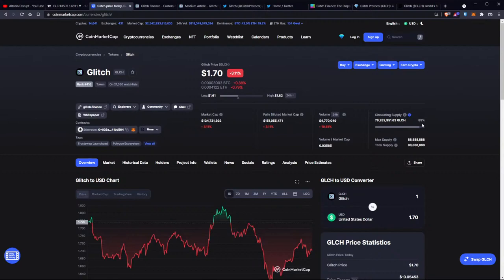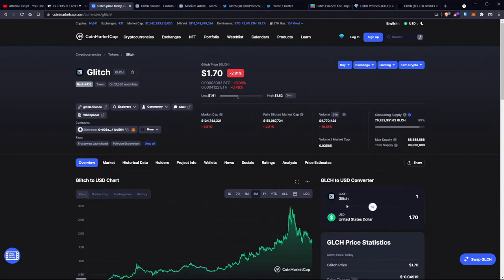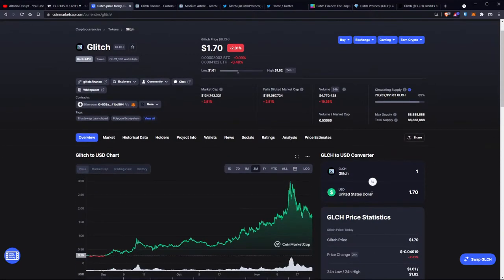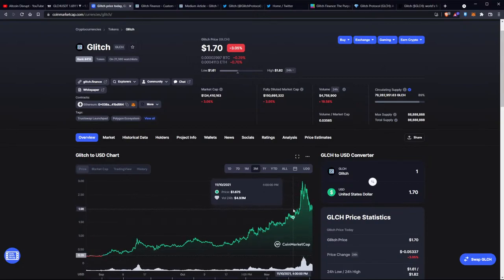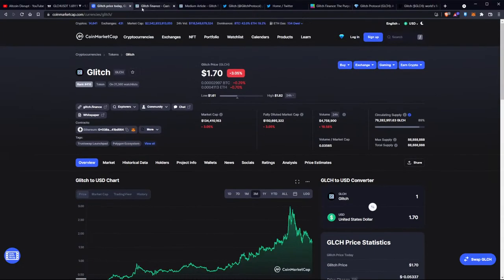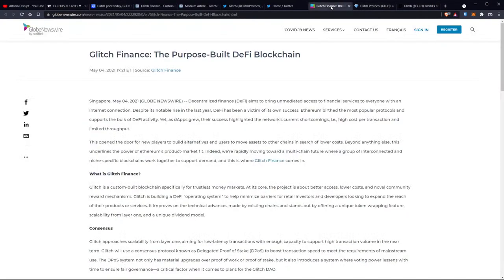I still see that as a low token supply, and that's good because low supply usually results in high demand for the token, which usually results in the token price going up a lot more impressively than you can expect with other tokens that obviously have a higher circulating supply. Anyway, let's get back to Glitch Token itself.